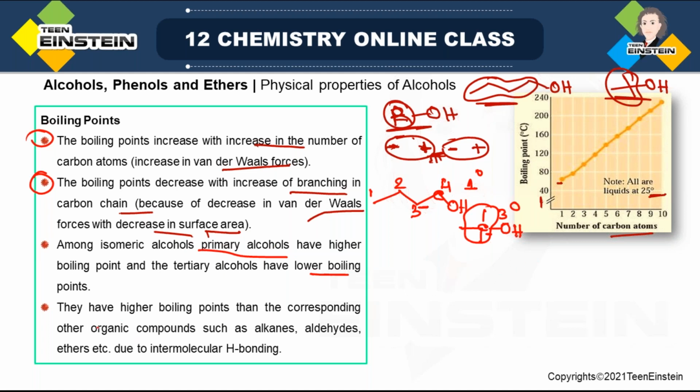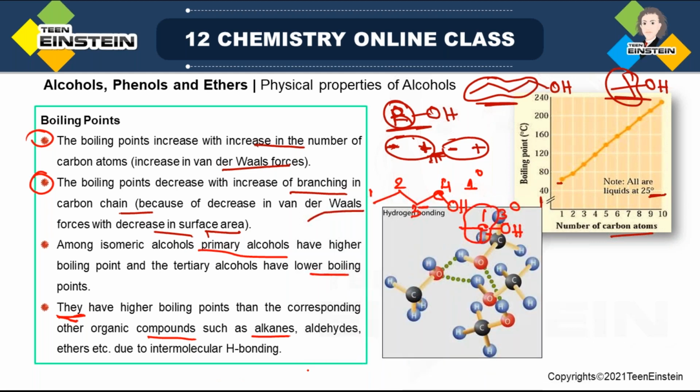Alcohols have higher boiling point than the corresponding other organic compounds such as alkanes, aldehydes, ethers, etc., because of intermolecular hydrogen bonding. Here "they" means alcohols. If you compare the boiling point of alcohols with alkane molecules, aldehyde molecules, ether molecules, then compared to all these other categories of molecules, alcohols will have higher boiling point. And the reason is that intermolecular hydrogen bonding is present.